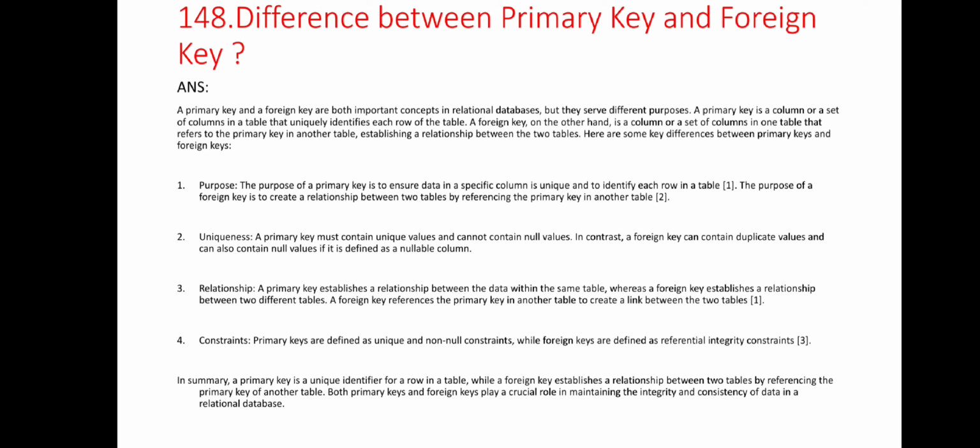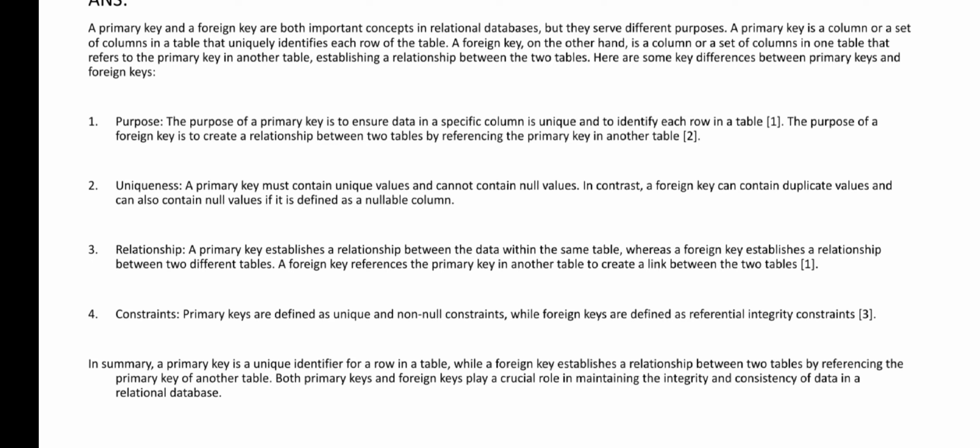Here are some key differences between primary key and foreign key. Purpose. The purpose of a primary key is to ensure data in a specific column is unique and to identify each row in a table. The purpose of a foreign key is to create a relationship between two tables by referencing the primary key in another table.